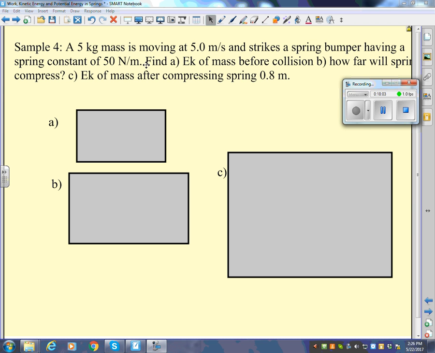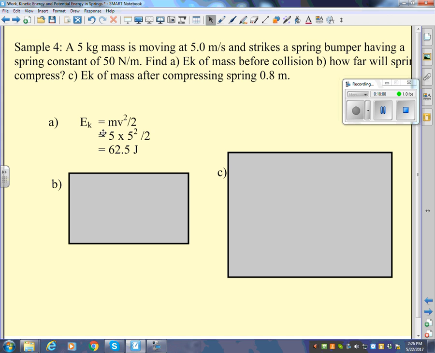So part A, kinetic energy of the mass before collision. Kinetic energy is 1/2 mv squared, or mv squared over 2. That's pretty easy. 5 times 5 squared all over 2. You should get 62.5 joules, which is how much kinetic energy there is before.